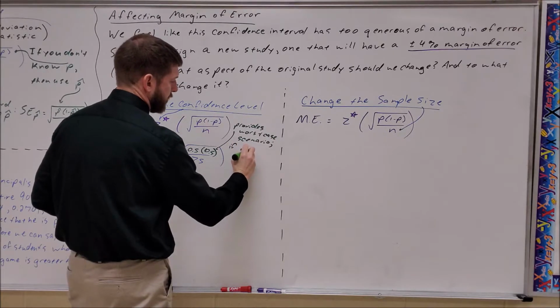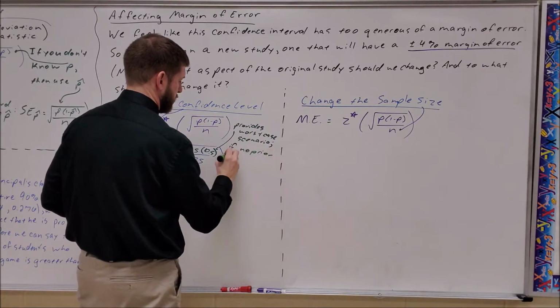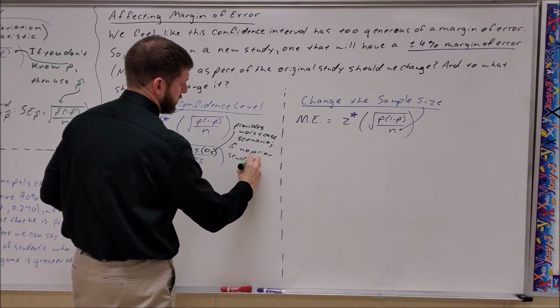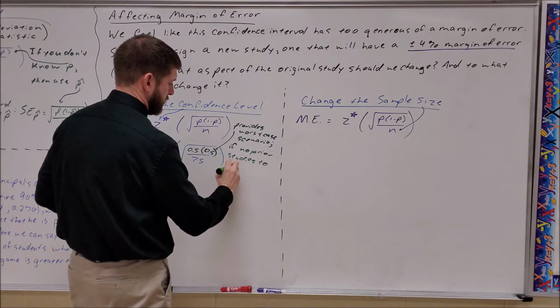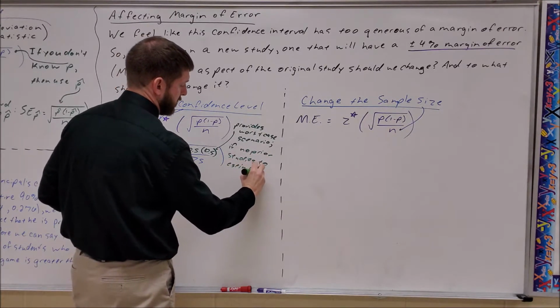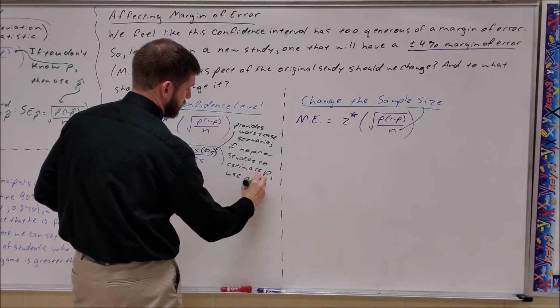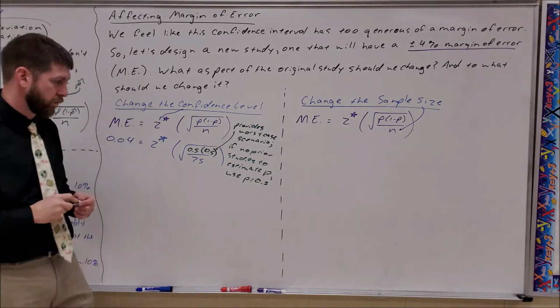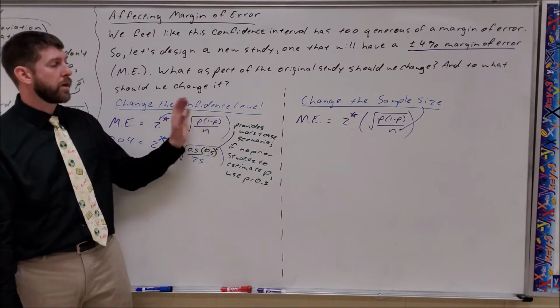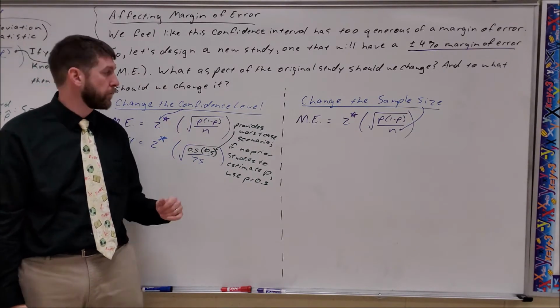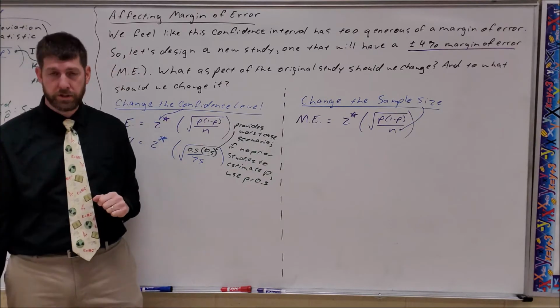If no prior studies to estimate P, use P equals 0.5. That's what we're always going to do when we're trying to figure out a confidence level or when we're trying to get a sample size.